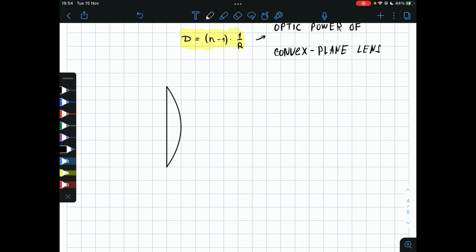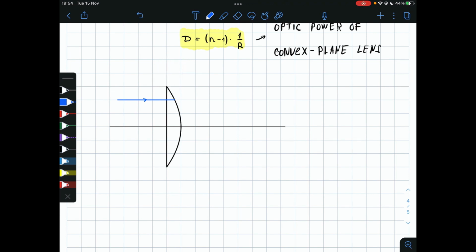So as usual, we have an optical axis, and light hits this lens and passes through it. When it hits the plane surface at an angle of 90 degrees, because the angle of incidence is equal to 90 degrees, nothing will change in this ray's direction. It will not change its direction, so it will pass through this surface.